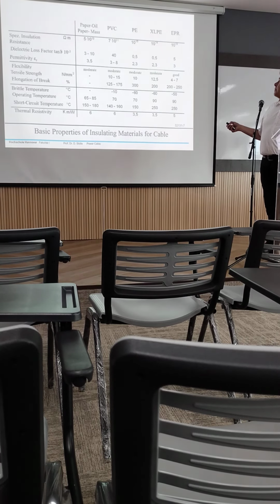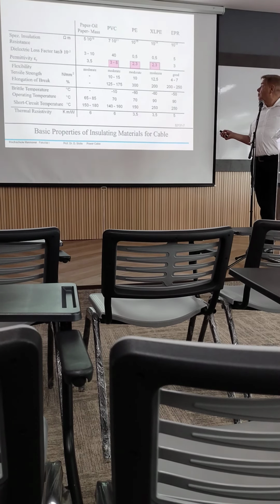So we will compare PVC, polyethylene, and XLPE. For example, the tangent delta data we have talked about. The tangent delta for PVC is 40 times 10 to the power of minus 3. For polyethylene, it's much smaller, and as well for XLPE. Additionally, the permittivity is 3 to 8 for PVC and 2.3 for polyethylene. You see, the permittivity is smaller than PVC, and the tangent delta is smaller than PVC.